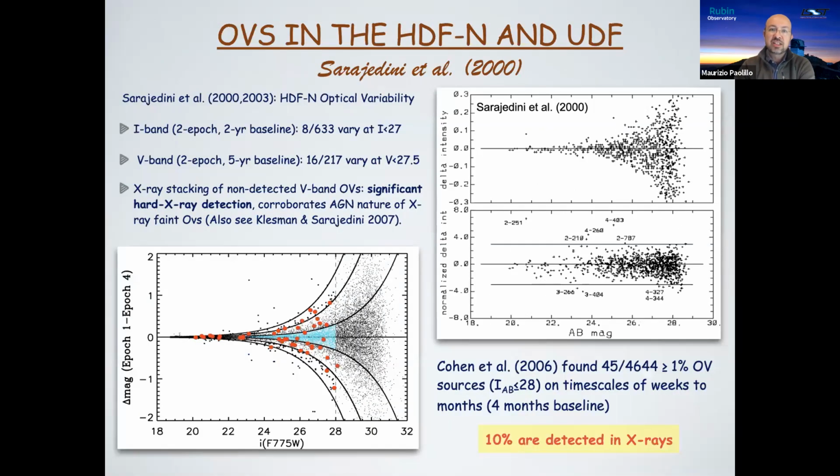For instance, this is the work by Sargedini in 2000, in which, using the Hubble Deep Field North, they were looking at variability for AGN and trying to discover AGN based on the difference between two epochs. The field is small, so they found a minority of AGN. The interesting thing is that here they could compare with X-rays over the field, and only about 10% of these were confirmed by X-ray emission, although they were going pretty deep.